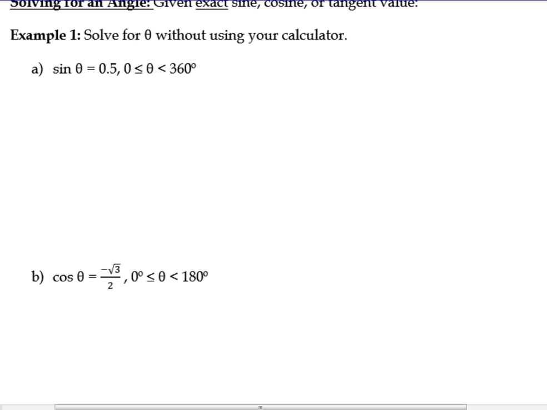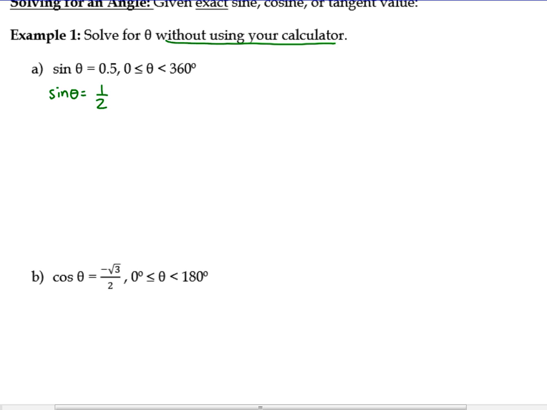Okay, so we're going to use our knowledge of exact triangles to figure out which angle it should be. So kind of what we did last day, except we're going to use special triangles without using your calculator. Okay? So sine theta equals 0.5. We want to actually write that as 1 over 2, as a half.